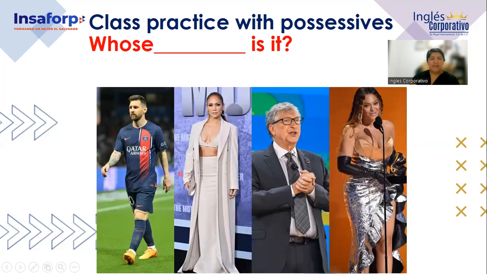Creo ayer les dije que esa es la respuesta así cortita, ¿verdad? Bill's. Solo el nombre y el apóstrofe S. Si queremos dar la respuesta entera, o la oración completa sería, it is Bill's. Okay, so it is your turn, Lisbeth. Now you need to ask the question to somebody else. Aquí podemos cambiar, porque está en singular, lo podemos poner en plural. Por ejemplo, podemos decir, whose pants are they? En plural. Okay, what will be your question, Lisbeth?